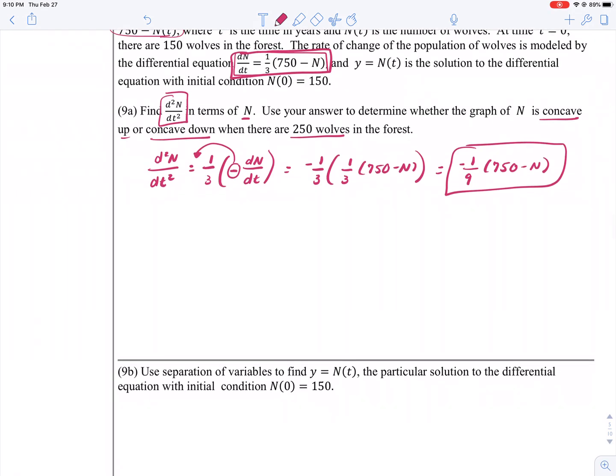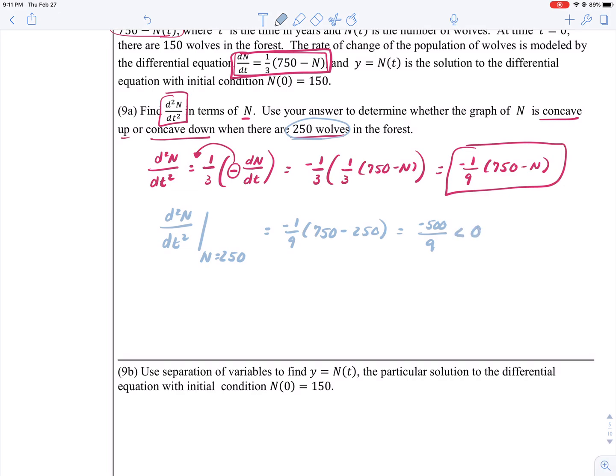The rest of the question asked me to find, am I concave up or concave down when there are 250 wolves in the forest? So I'm going to use correct notation here. I'm going to set this up at a certain point such that n is equal to 250. So I'm going to use that such that line, and then I'm going to plug in 250 where n is. While the result is obviously -500 over 9, the actual number isn't the important part. The important part is that that is negative.